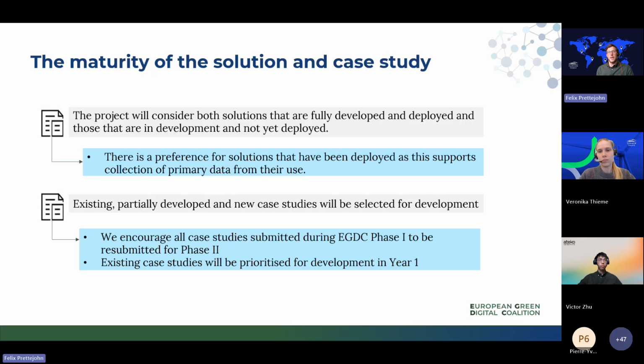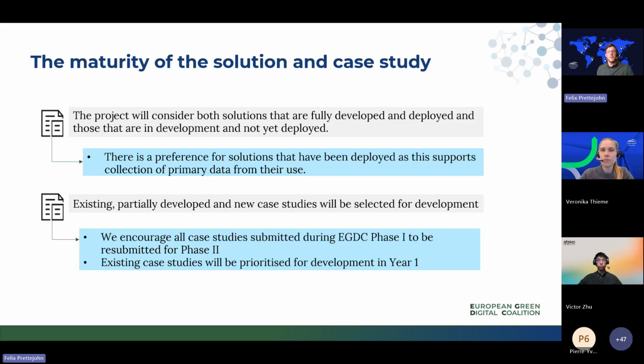We'll also consider the maturity of the solution. Solutions go through development cycles, and some might be fully developed and being deployed already, and this is fantastic. That's great because we can get data from those deployments. But we also understand that some solutions are still in development and might not yet be deployed at all, or might be deployed in a limited capacity. So we have a preference for mature deployed solutions because this helps us to collect data.